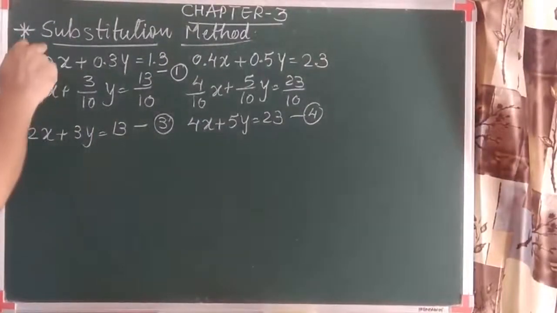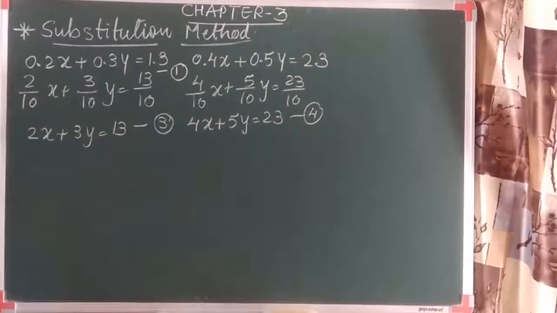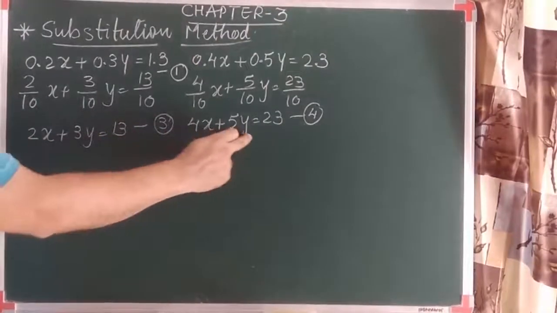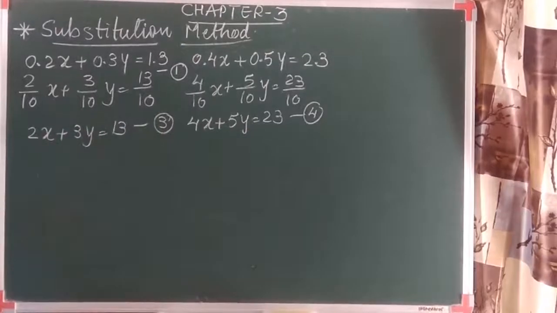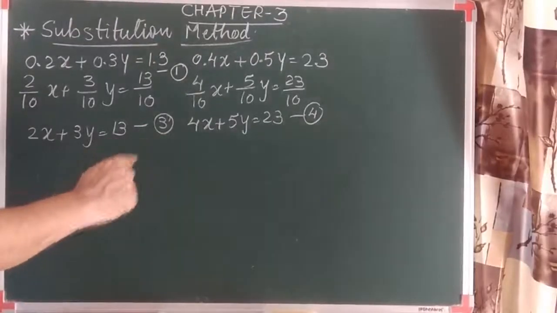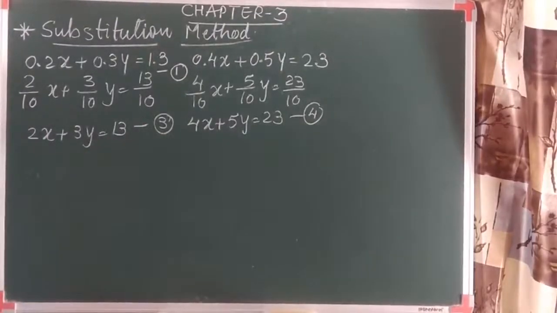Now as we discussed, it's a substitution method. So look at the coefficient of x and y in both the equations. As we discussed earlier also, we should make any of the variables the subject. Any one variable we will make the subject. Now which variable would be the subject? As we discussed in the previous question, the variable which has the coefficient 1 should be made the subject. So it will be quite easy.